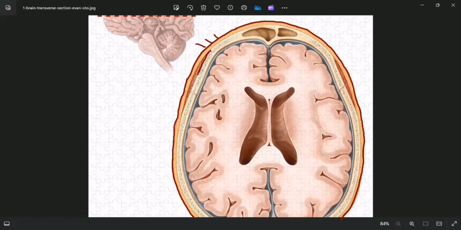but I want to highlight something. The bone is what I'm interested in, okay? Because that is what will show on the head CT scan.